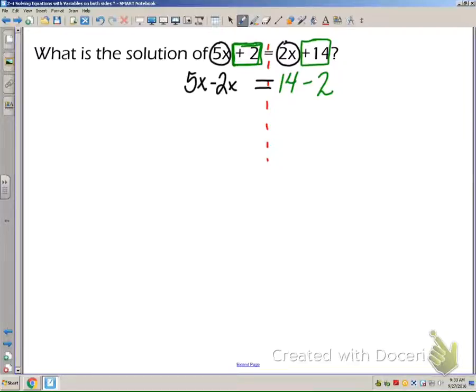So 5x, take away 2x. Now I can simplify. These are like terms. They both have x in them. So 5 take away 2 is 3. I'm going to keep my x. These are like terms. 14 take away 2 is 12.